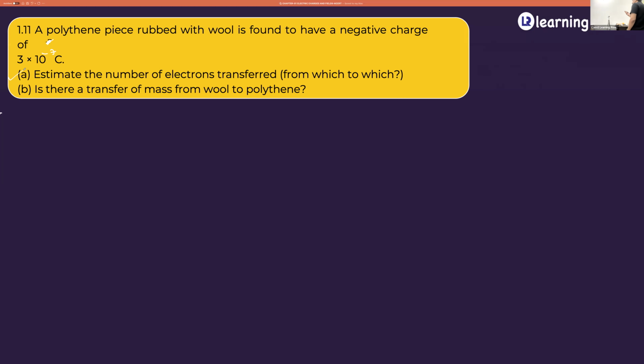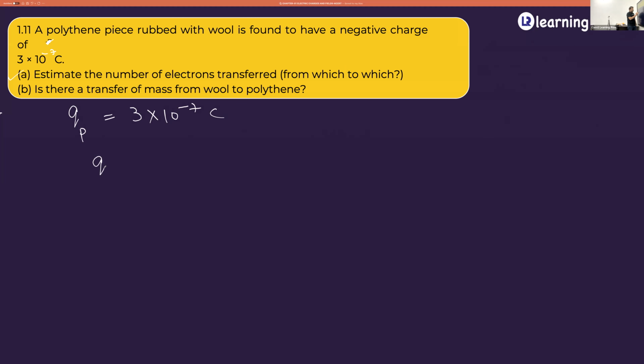So what is happening? You have two materials. One is polythene and the other is wool. When these two substances are rubbed against each other, due to friction, there is a transfer of charge. And who's gaining the negative charge? The polythene is gaining a negative charge. So the charge on the polythene is 3 into 10 power minus 7 coulomb. So they're asking how many electrons have actually got transferred. So how to apply it?